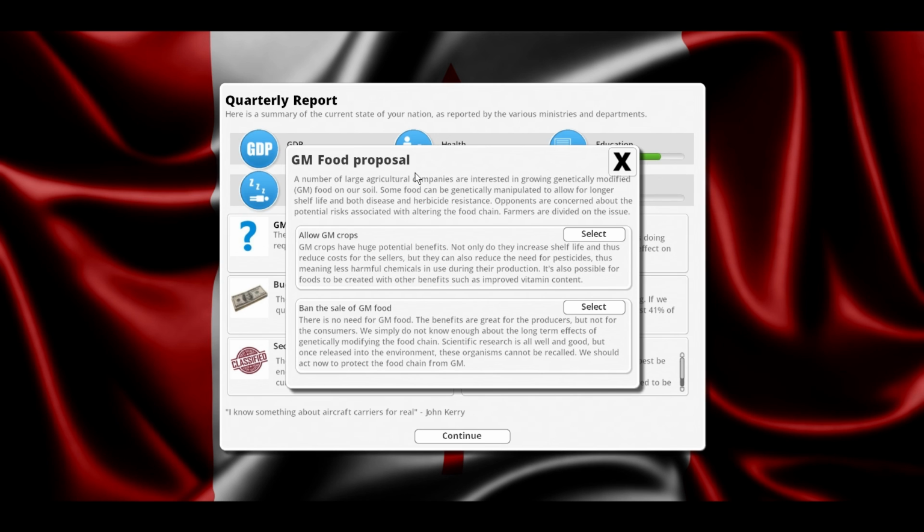Proposal. Every time you end a turn, there's always a chance that you're being asked for something. You're going to make a choice, and your choices do affect everything. So a number of large agricultural companies are interested in growing genetically modified food on my soil.